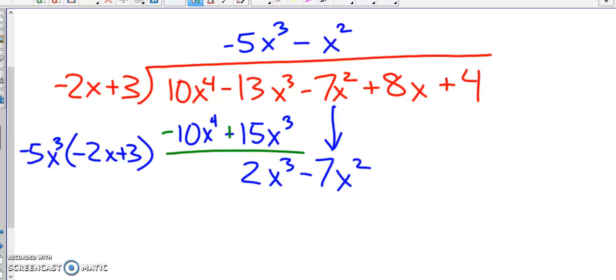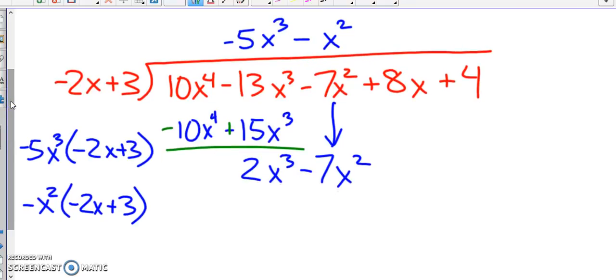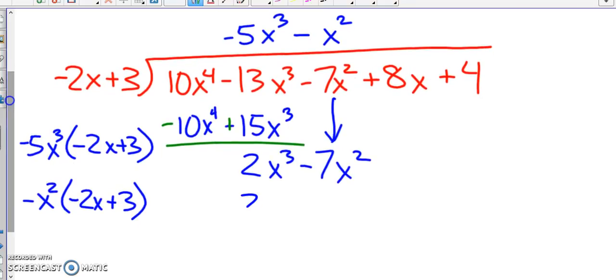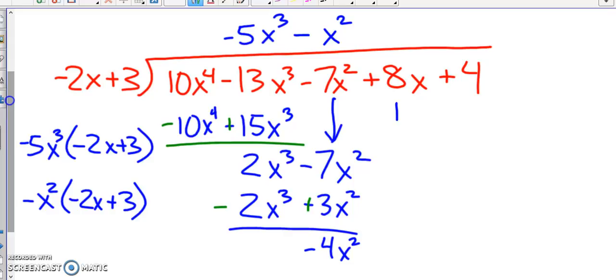So somewhere off to the side, I'm going to have negative x squared times negative 2x plus 3. That's going to give me positive 2x cubed minus 3x squared. Change the signs, add. First part cancels out. You get negative 4x squared. Bring the next piece down, plus 8x.